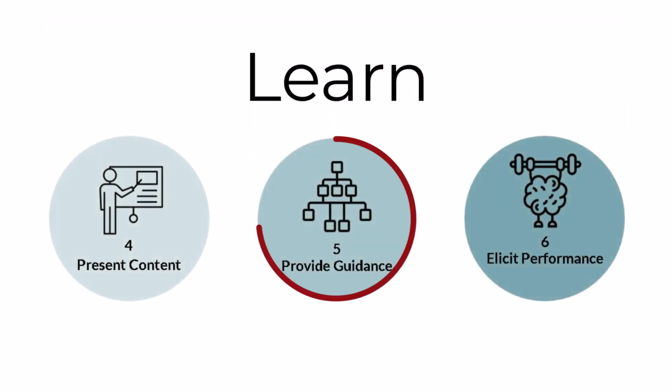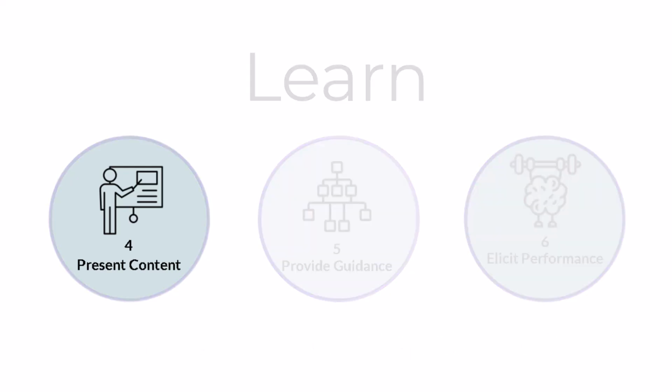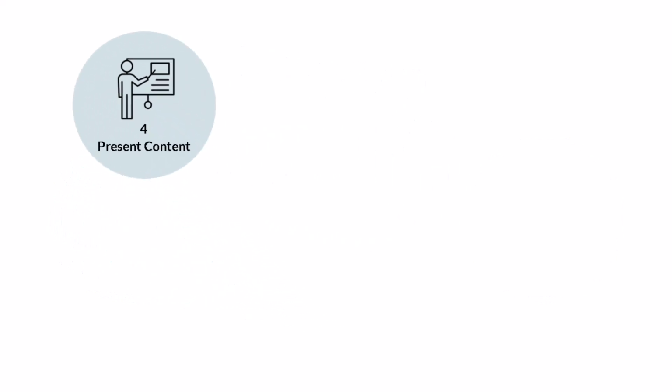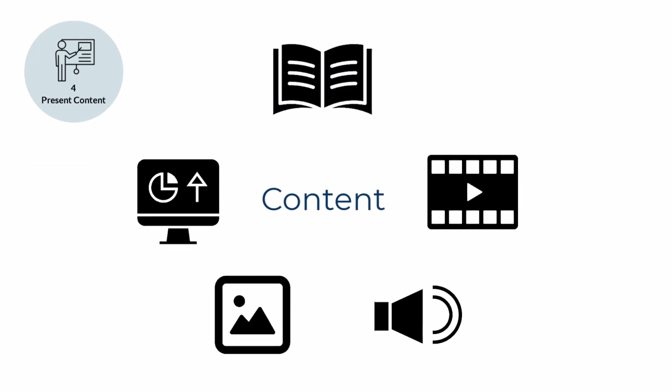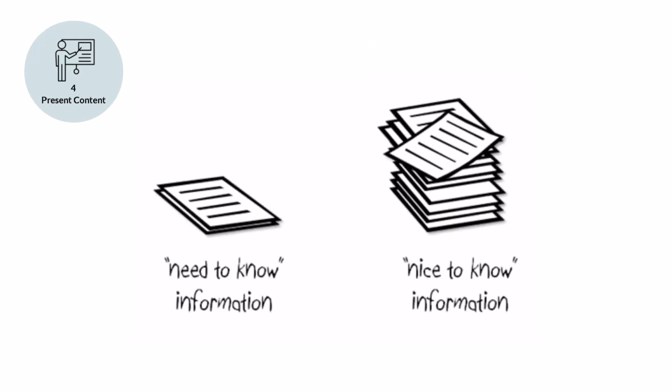These next 3 events, present content, provide guidance, and elicit performance, empower students to cultivate the skills, knowledge, and attitudes aligned with stated objectives. The first event in this phase is present content. Here, we provide students with the necessary and sufficient content material. As such, we need to be sure to separate the need to know from the nice to know.